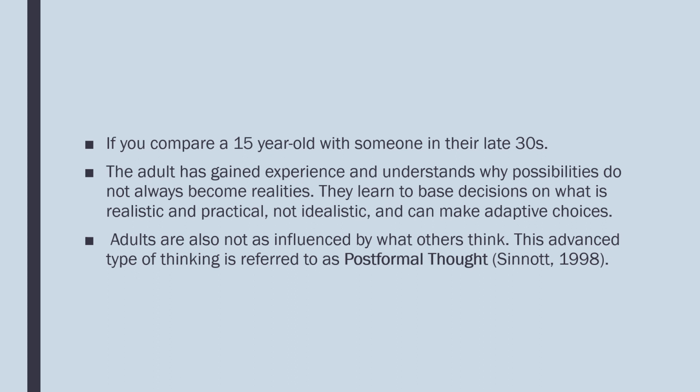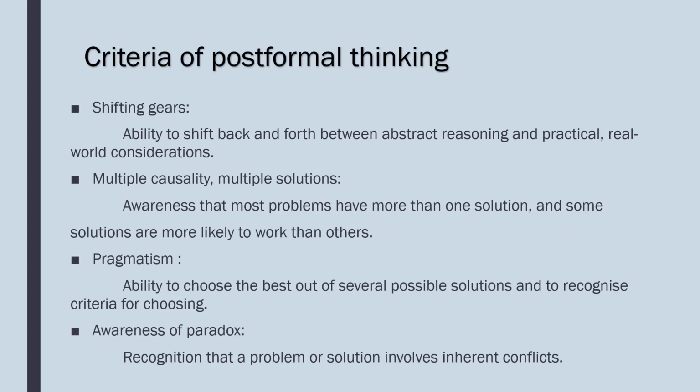So adults are also not influenced by what others think. This type of thinking is referred to as post formal thought. It was given by Sinnott in 1998. So we have seen about post-formal thinking. There are 4 criteria for post-formal thinking. We'll see them one by one.